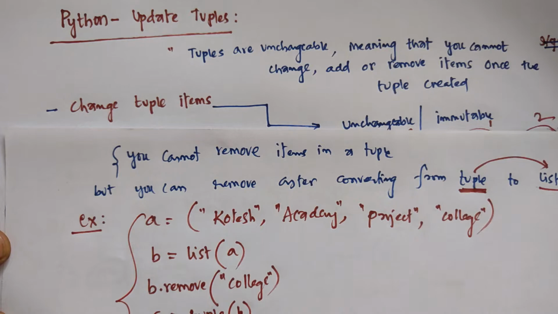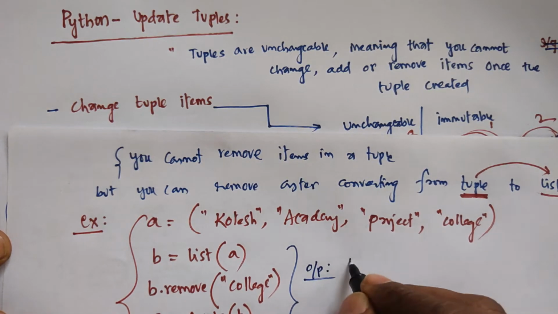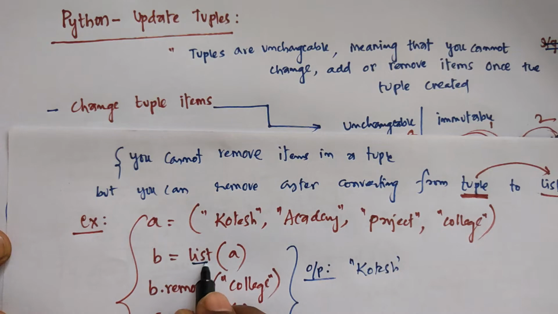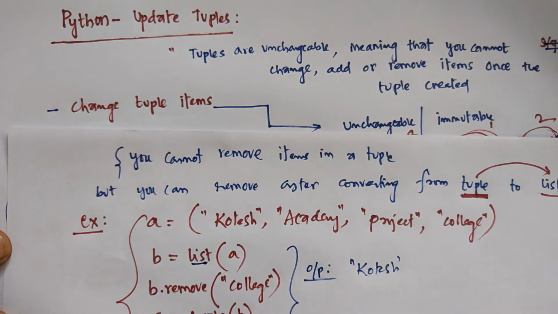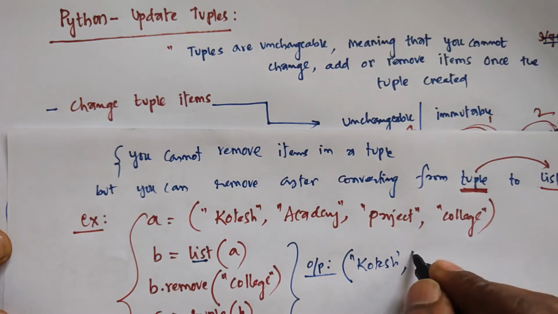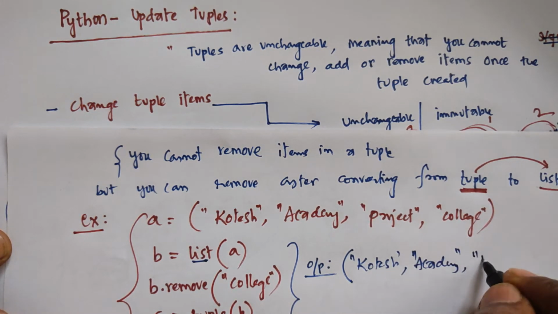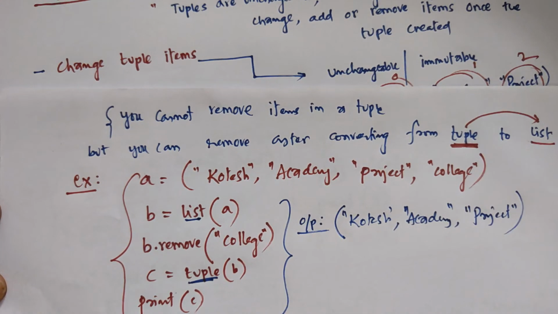After execution of all these lines, after removing this, you will get the output: Kotesh. Actually, after using list, it is represented in square brackets. But once again, if you use tuple, meaning converting from list to tuple, finally you will get this type of bracket. Okay. Next one is academy. Next one is project. This is the final result for this expression.